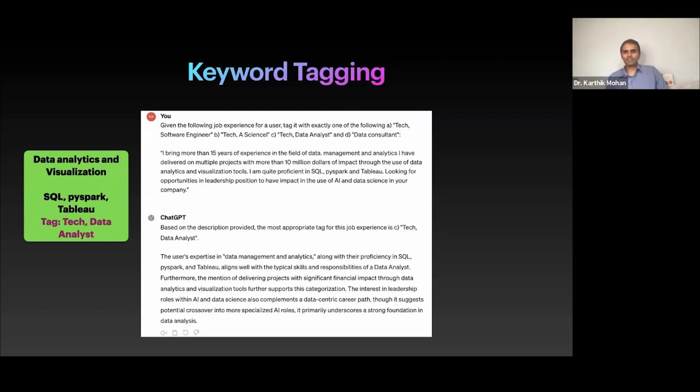It turns out that this is a good example in some sense because these job classifications are kind of close to each other given a resume, right? So the description here, which is probably a summary, or you could pick it from a resume, but I just concocted it. It says, I bring more than 15 years of experience in the field of data management and analytics. And I've delivered on multiple projects with more than $10 million of impact through the use of data analytics and visualization tools. So notice there are some typos or it's not well formatted. Doesn't matter to ChatGPT. It just picks on tokens and keywords.